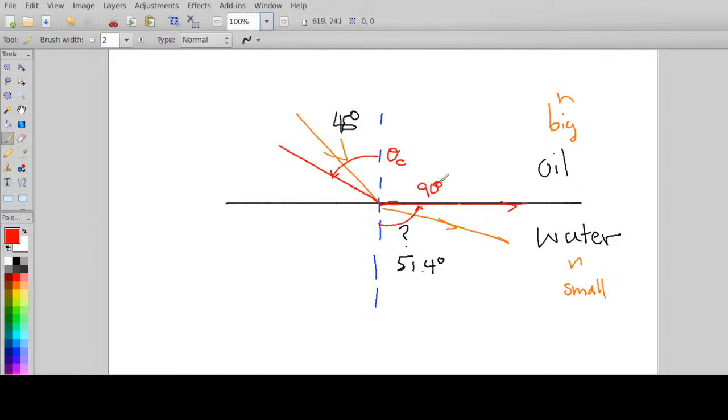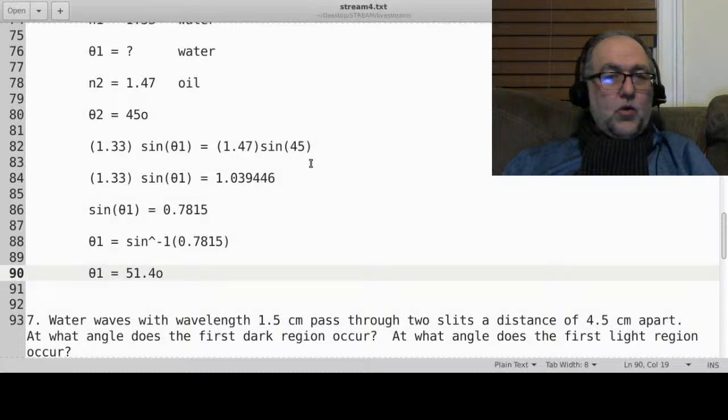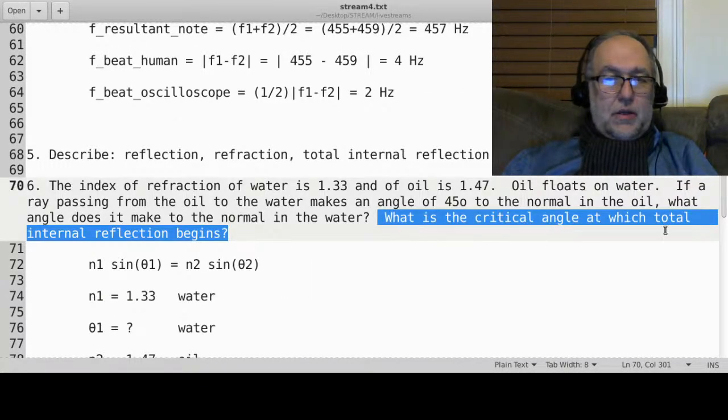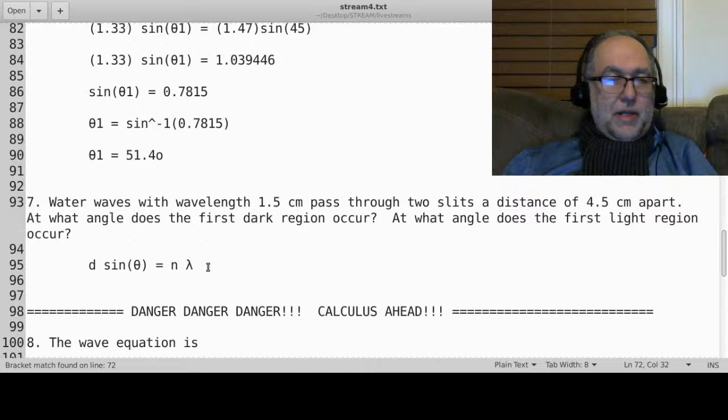Now in the smaller n, that's where we put the 90 degrees. For the critical angle, in the region of smaller n, that's where the 90 degrees is, and then we find the theta c in the region of bigger n. So the other question was, what is the critical angle at which total internal reflection begins? The formula is still the same formula. It's still this formula here.